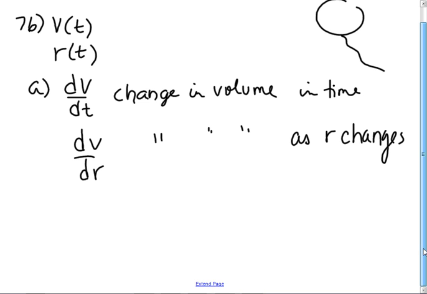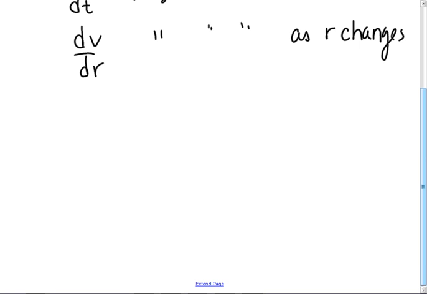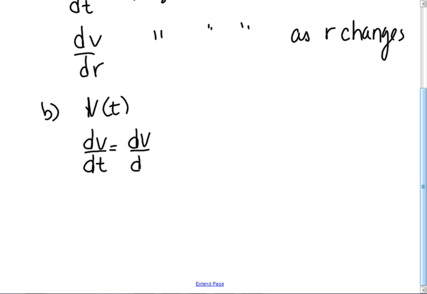Okay, so how do you link those two things together, which is part B? Express dV/dt in terms of dr/dt. So if you have V of t, dV/dt is equal to the change in the volume as the radius changes times the change in the radius as time changes. The chain rule.